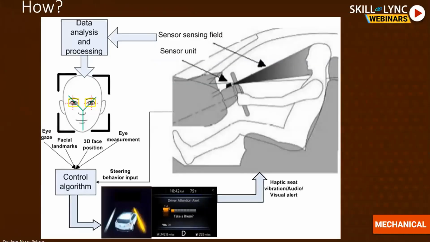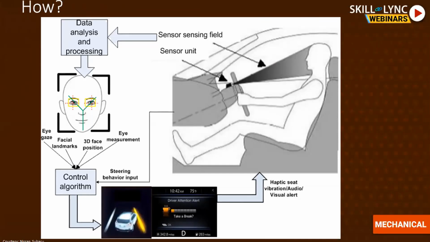So this is a full-blown view of a generic driver state monitoring system. What we see here is essentially a driver sitting in the car with these sensing units that sense the driver's facial pattern. And this is one way of having the sensing unit located here, but there's more than one way of placing them in this sensor unit inside the vehicle and detecting different characteristics of the driver.